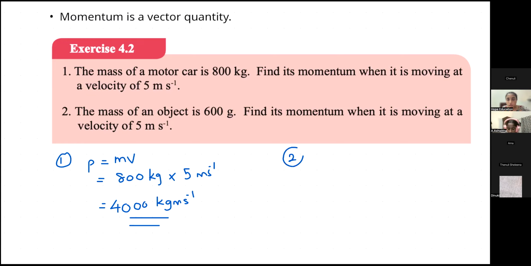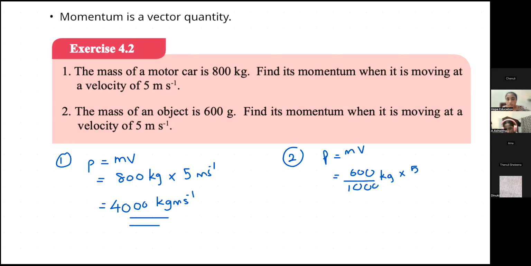Okay, so P equals mv again. Mass of an object is 600 grams now. You have to convert it to kilograms. Or you can divide by 1000 right here, or divide elsewhere and take it as 0.6.